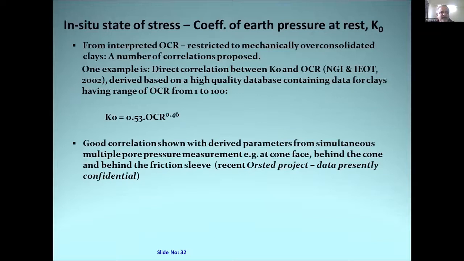Now, coefficient of earth pressure at rest, K0. It is generally interpreted from the OCR derived from the CPTu measurement, restricted to mechanically over-consolidated clays. A number of correlations have been proposed, and one example where NGI and our institute were involved was derived based on a high-quality database containing data for clays having a range of OCR from 1 to 100. It was a good correlation, with good strength, which is shown here.